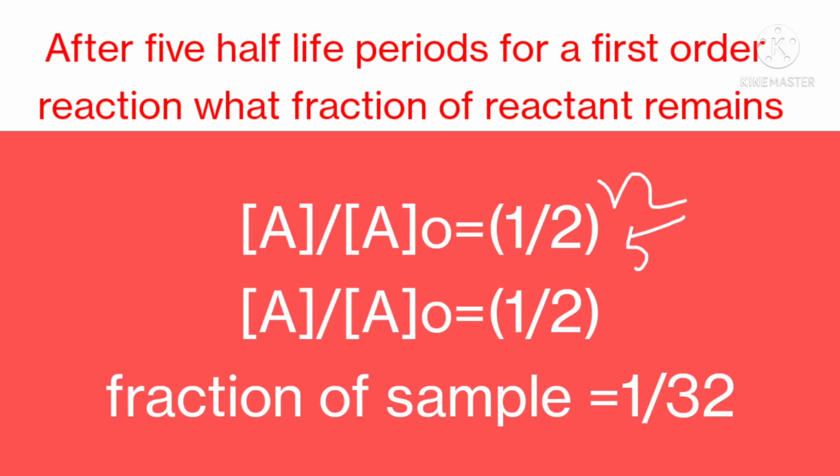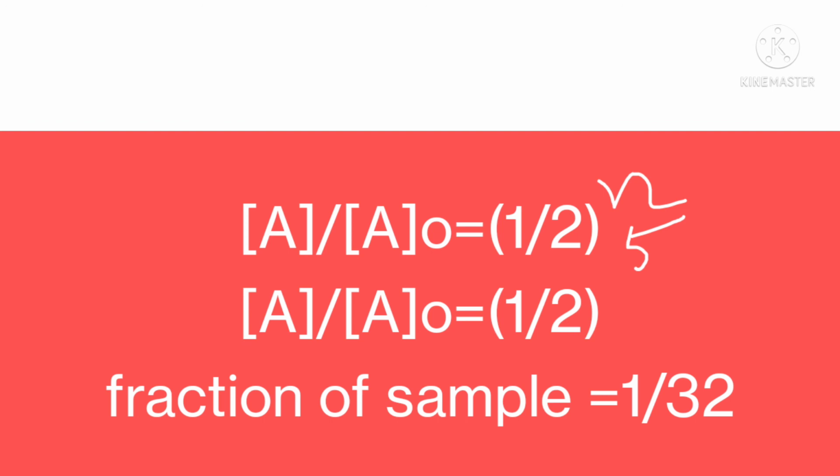After 5 half-life periods for a first order reaction, what fraction of reactant remains? According to the formula, A upon A naught is equal to 1 by 2 raised to power n half-lives. Because number of half-lives given are 5, so putting the values we get A upon A naught is equal to half raised to power 5. That is, fraction of sample is equal to 1 by 32.